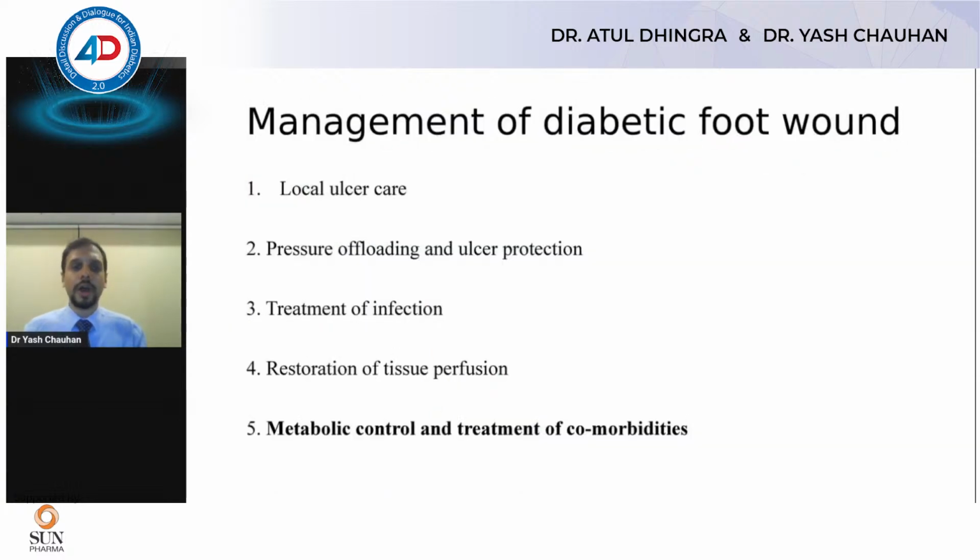Okay, so let's go back to how we manage once a patient comes with a diabetic foot wound. There are 5 pillars of management of a diabetic foot wound. Local ulcer care, pressure offloading, which is one of the most important points in a patient who has a neuropathic ulcer, treatment of an underlying infection, treatment of a peripheral vascular disease or restoration of tissue perfusion, and metabolic control. Let me just quickly go through all these 5 points.